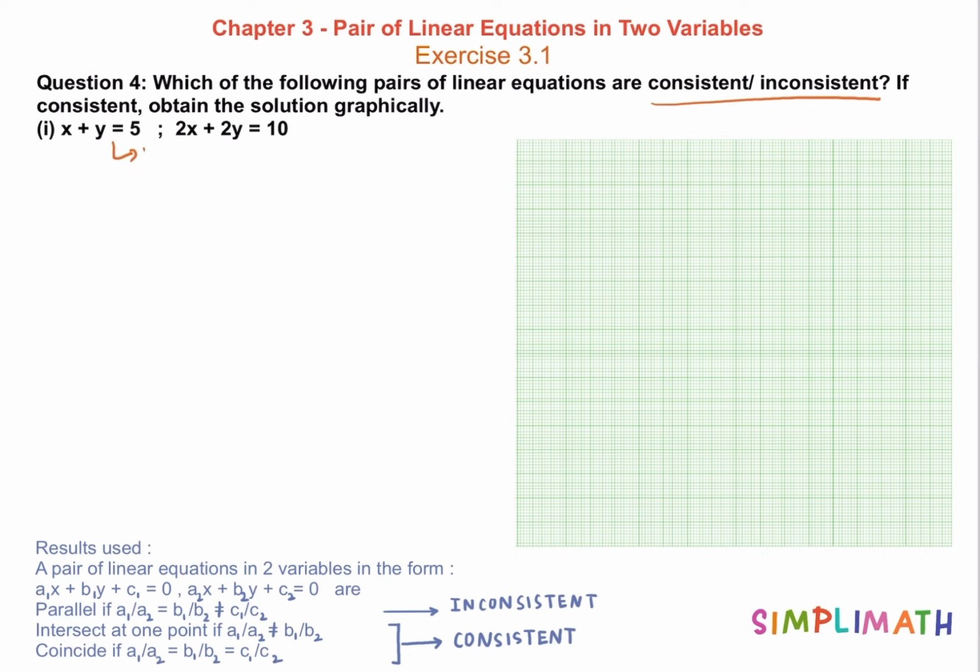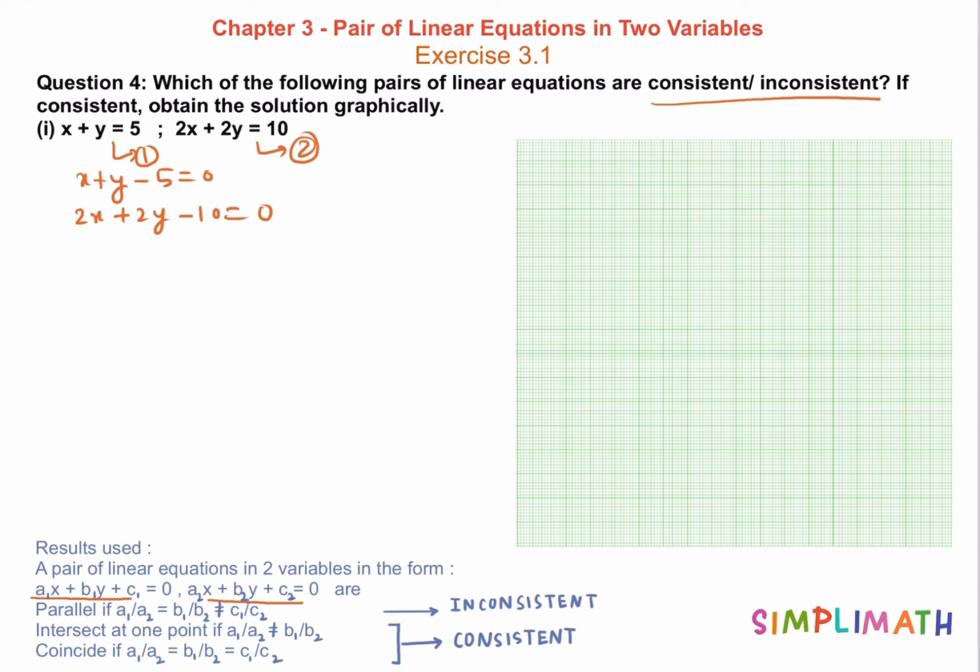So let this be equation 1 and let this be equation 2. Now we know that the standard form of linear equations is a1x plus b1y plus c1 equal to 0 and a2x plus b2y plus c2 equal to 0. So let us convert this into standard form. Equation 1 can be written as x plus y minus 5 equal to 0 and equation 2 can be written as 2x plus 2y minus 10 equal to 0.